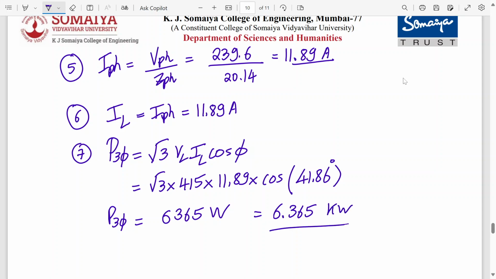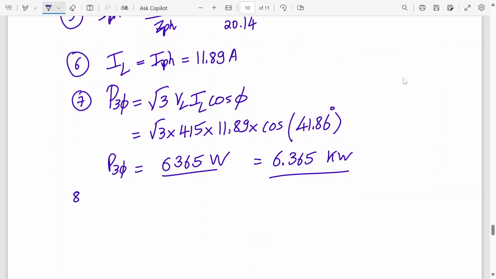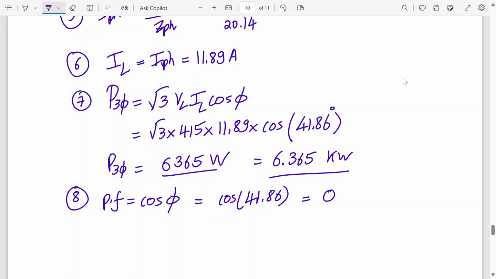We can write it like this also, right? Both are correct. Now how will you find power factor? Cos phi. So cos of 41.86. Quickly tell me this answer. Lagging or leading? It's lagging because it's an inductive circuit.